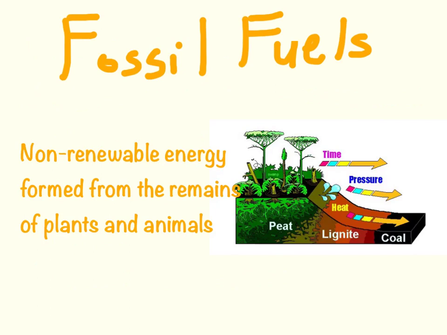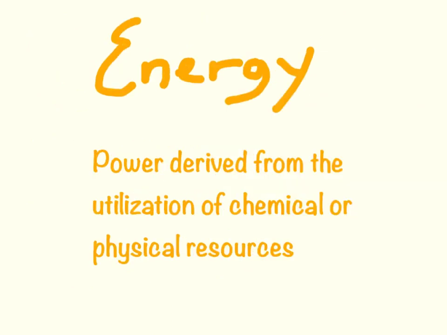Now we're going to go through the vocabulary terms. We have 6 vocab terms for you for this portion, the first of which is fossil fuels. And fossil fuels are non-renewable energy formed from the remains of plants and animals. The next term is energy. And energy is the power derived from the utilization of chemical or physical processes. So all the forms of energy that we're going to show you later will either have a chemical makeup or a physical makeup.